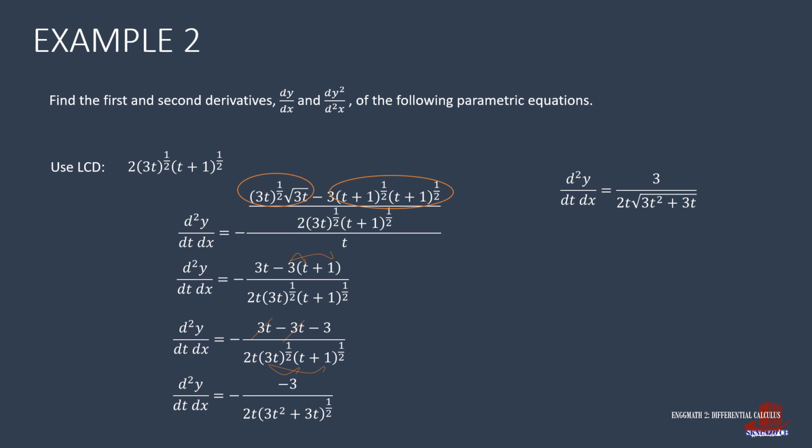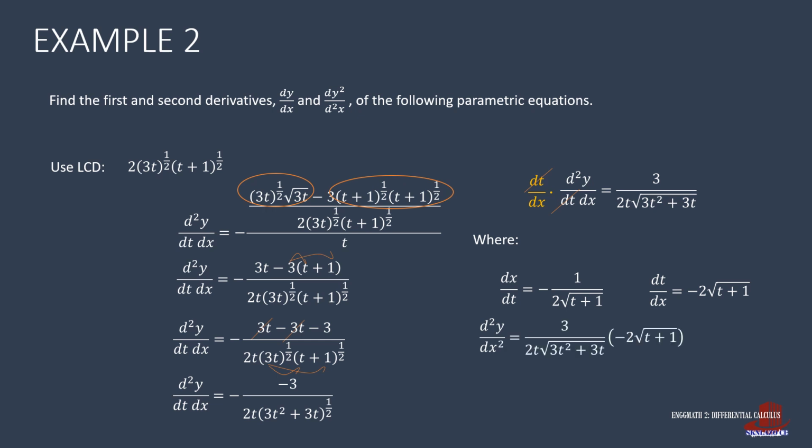At this point, we multiply everything by dt all over dx to have the second derivative of y with respect to x. We have dx all over dt solved earlier, so dt all over dx is its reciprocal, which is negative 2 times the root of t plus 1. Multiply the two terms where we can take out the 2's, giving the second derivative of y with respect to x as negative 3 times the root of t plus 1 all upon t times the root of 3t squared plus 3t.